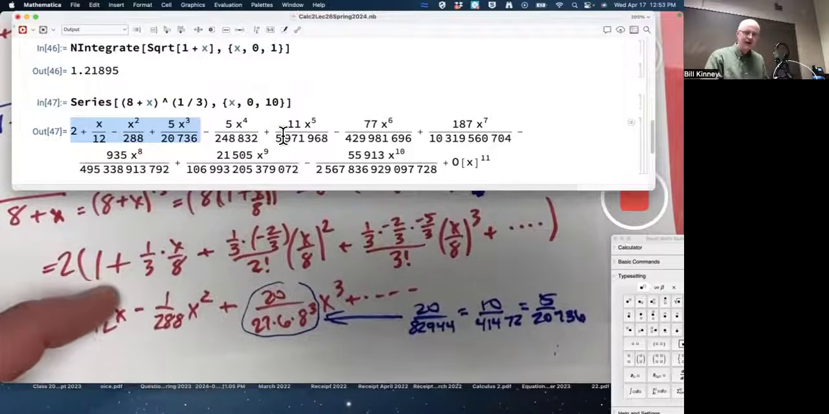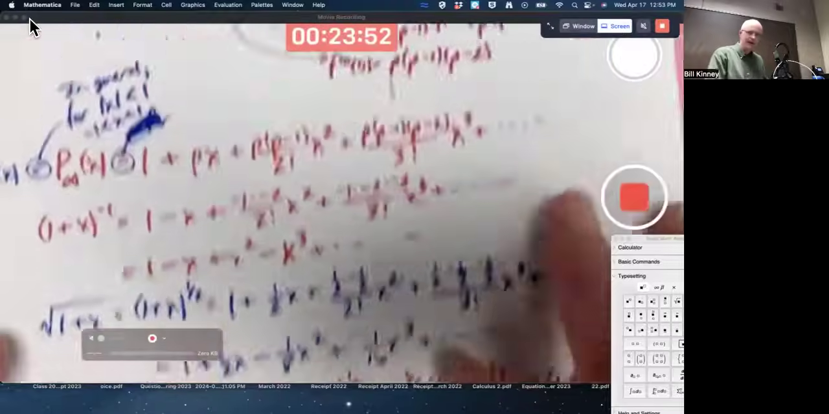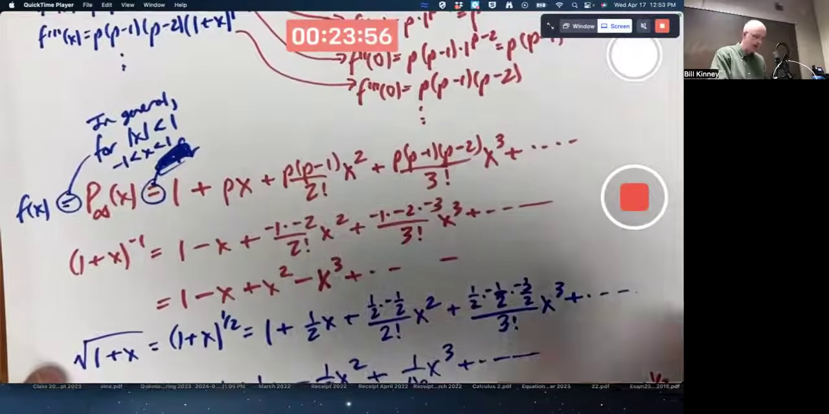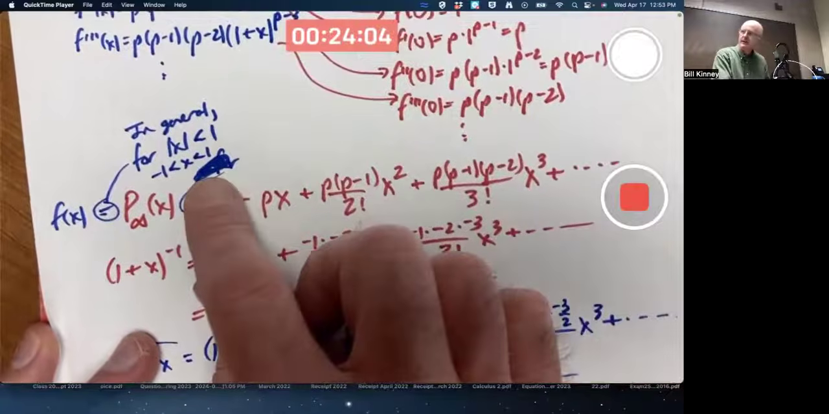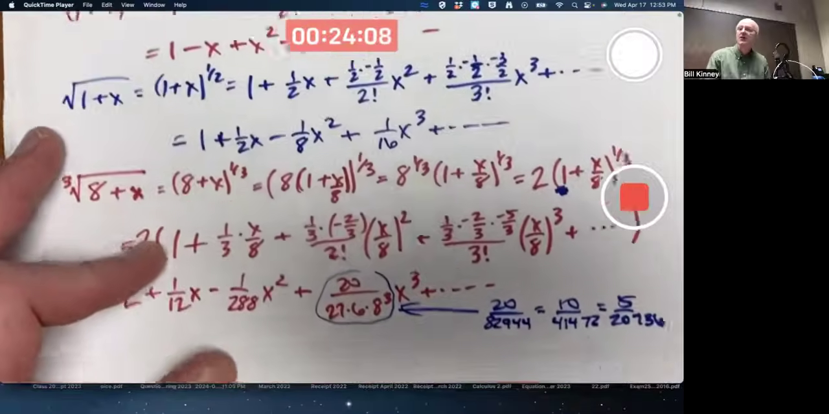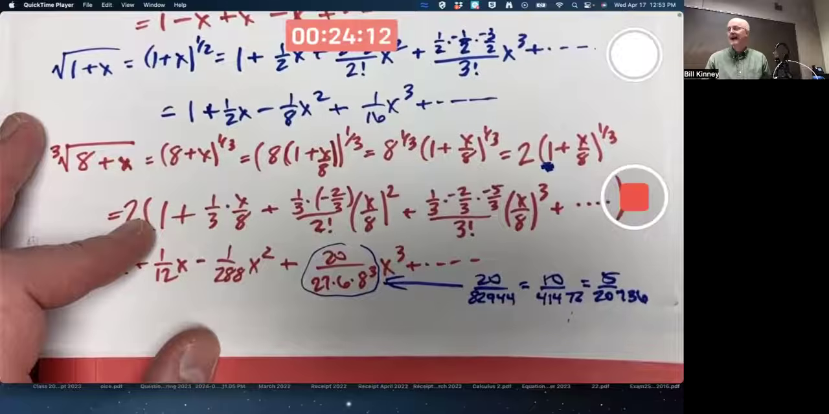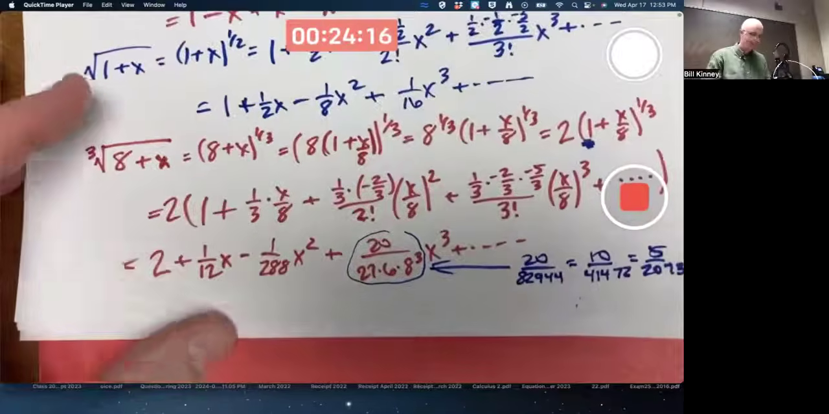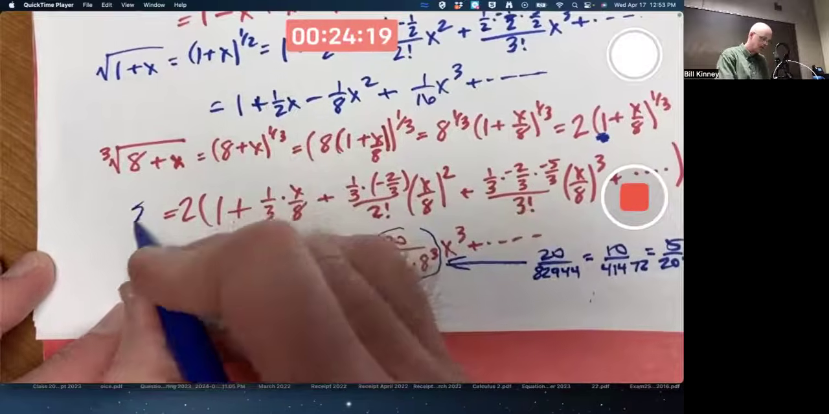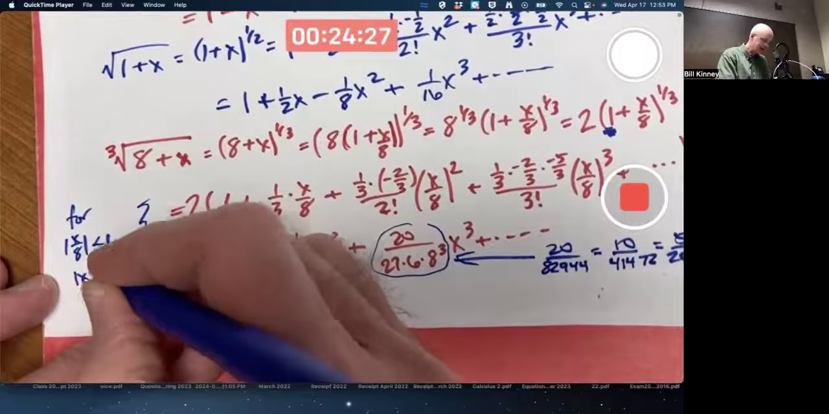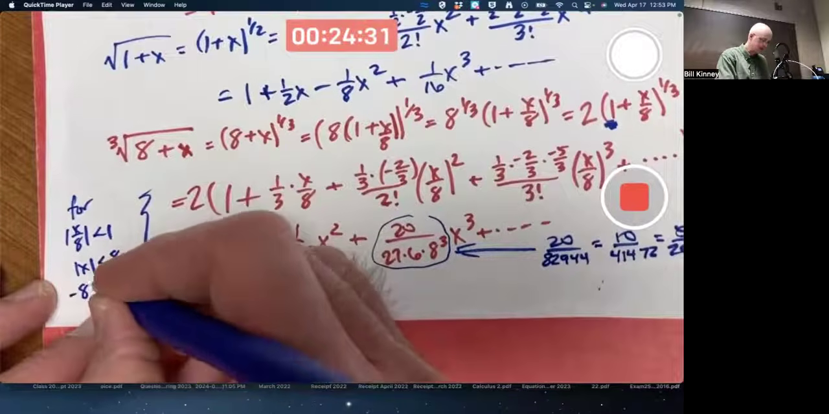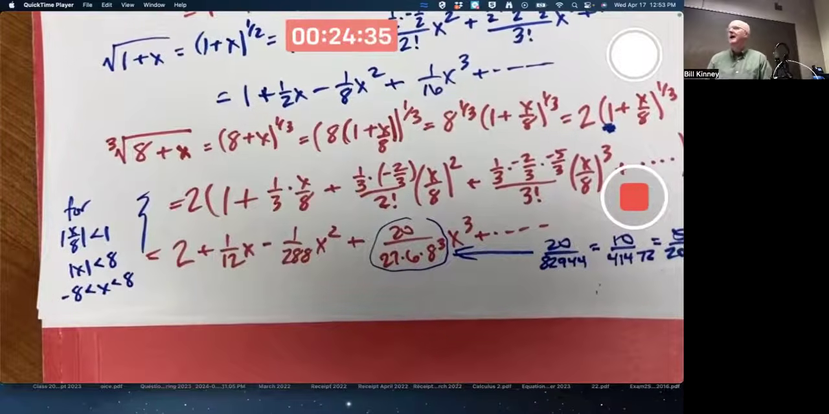Why? Because in using this right here, I replaced all those x's with x over 8s. This one converged when x was between -1 and 1. So this new one's going to converge when x over 8 is between -1 and 1. X itself is between -8 and 8. So this is true for the absolute value of x over 8 being less than 1, which means x itself has an absolute value of less than 8. So x itself is between -8 and 8. That's the interval of convergence. And the radius of convergence is 8. This interval is centered on 0. The distance between the center and either endpoint is 8.